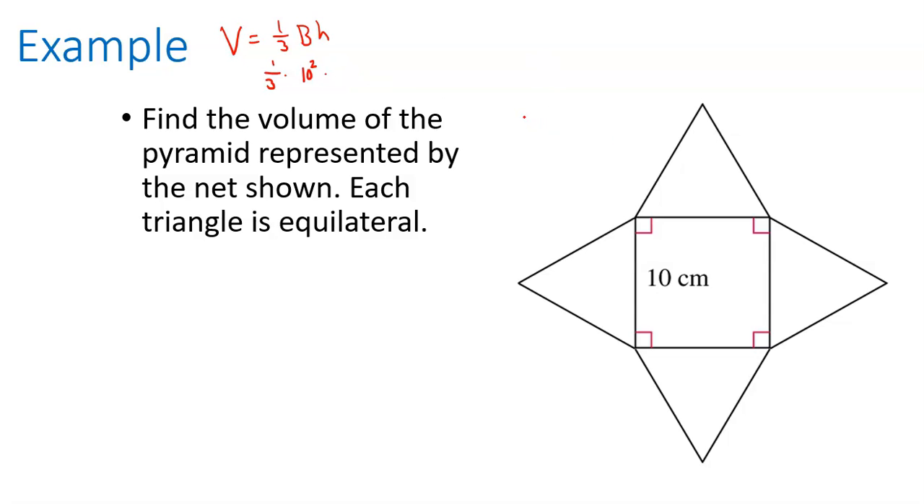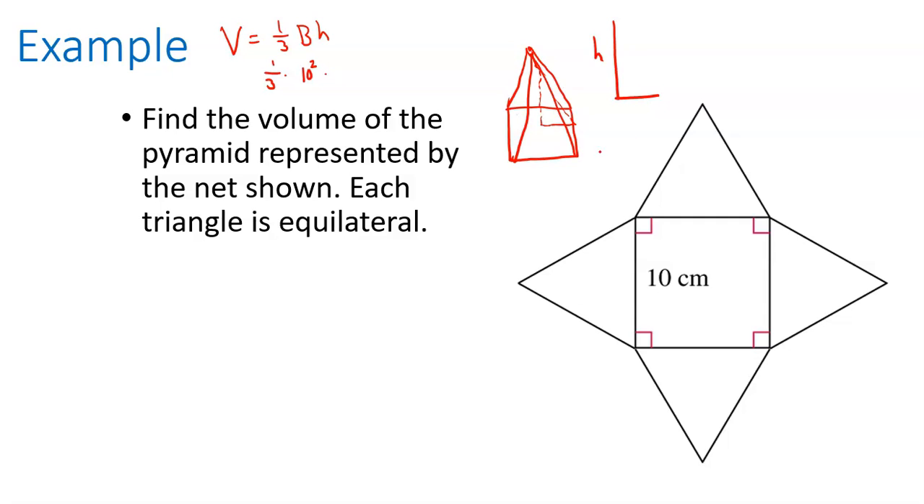So if I were to try, emphasize the word try, to draw a pyramid, I would have a square for a base because it tells me that the square is a base. The base is a square. And then I've got this pyramid. And what I need is the height that goes from the vertex right down to the middle. So I'm trying to create a right triangle that looks like this, where that's the height of the pyramid.